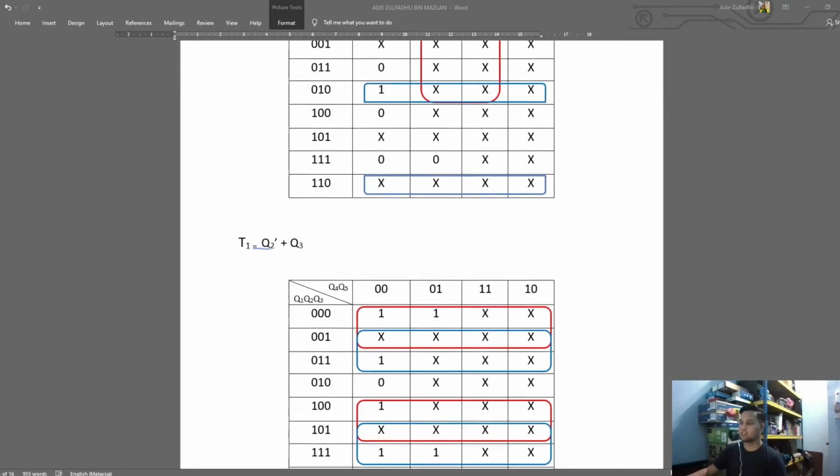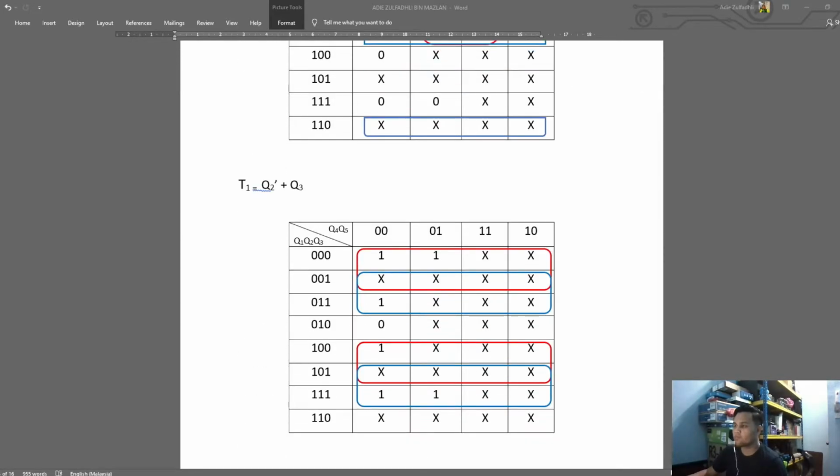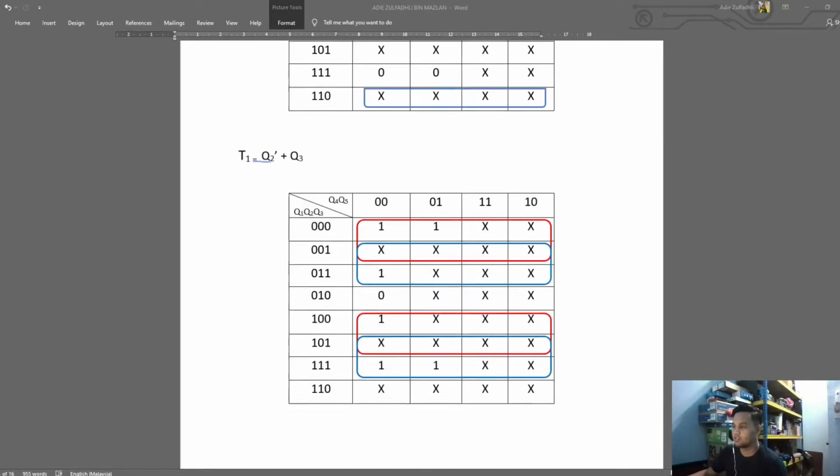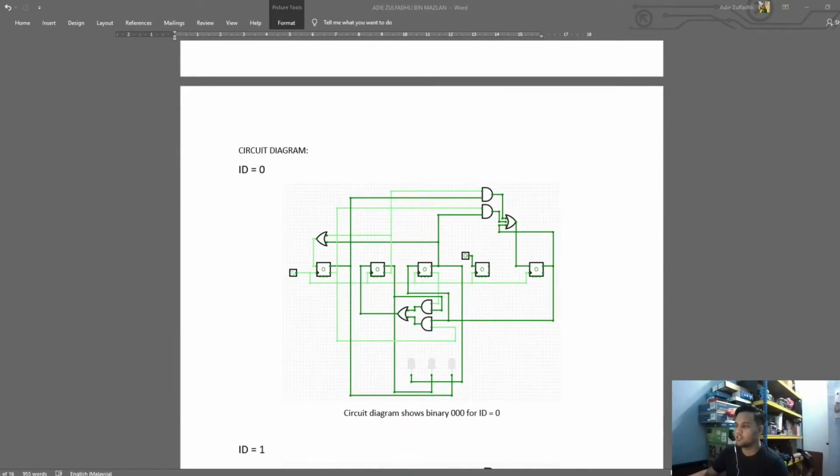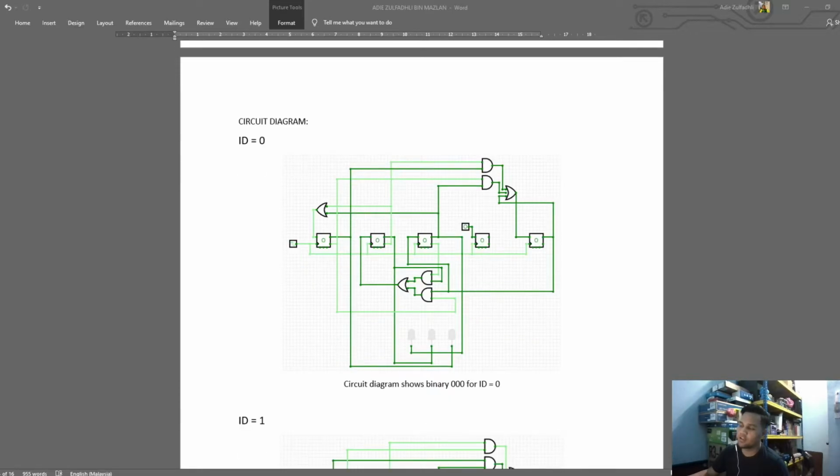Okay, this is the T1 equation, Q2 bar plus Q3. Okay, so this is a circuit diagram that I have made using CircuitVerse. What you can see, the T flip flop shows 0 0 0 0 0 here.